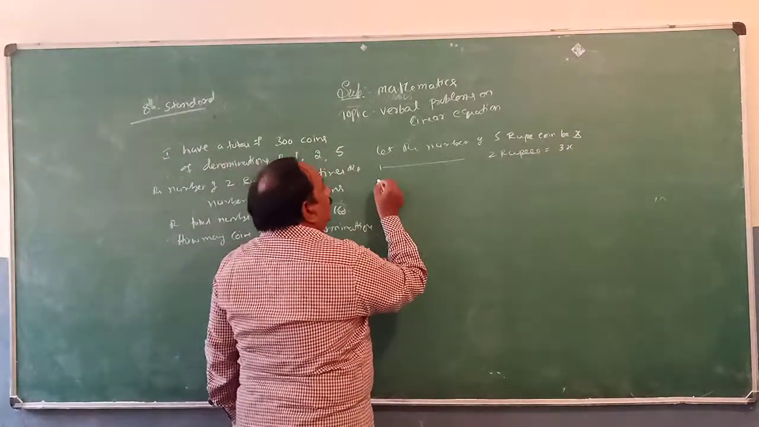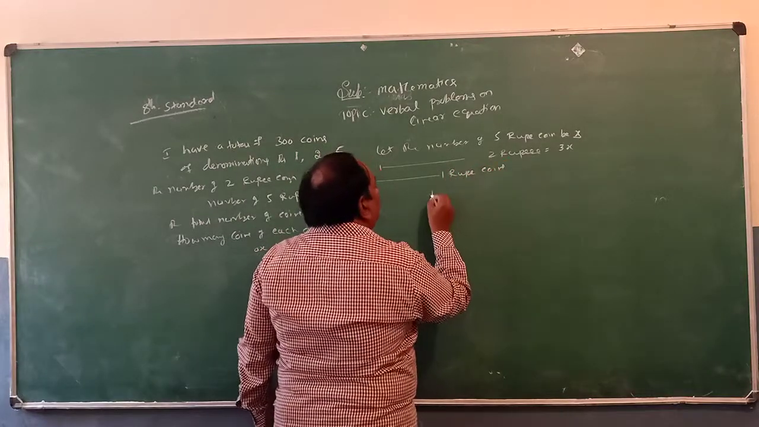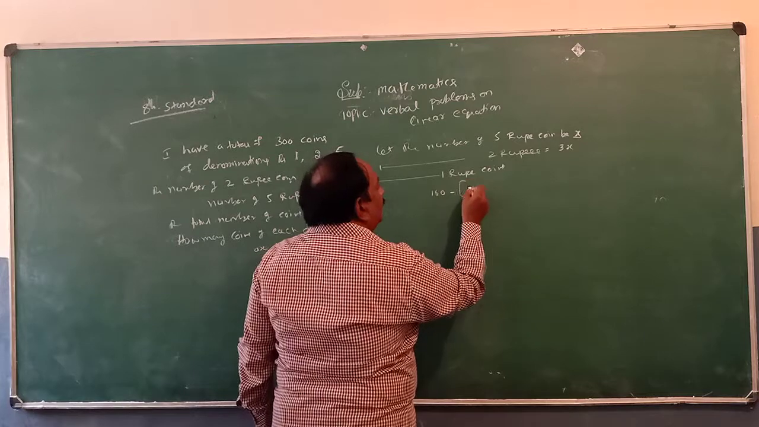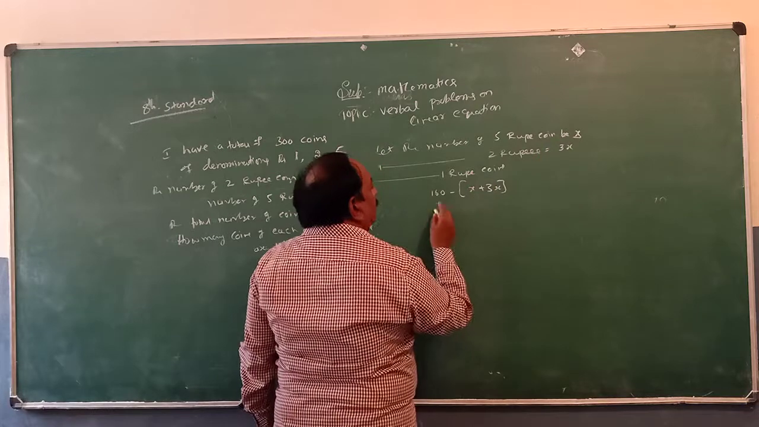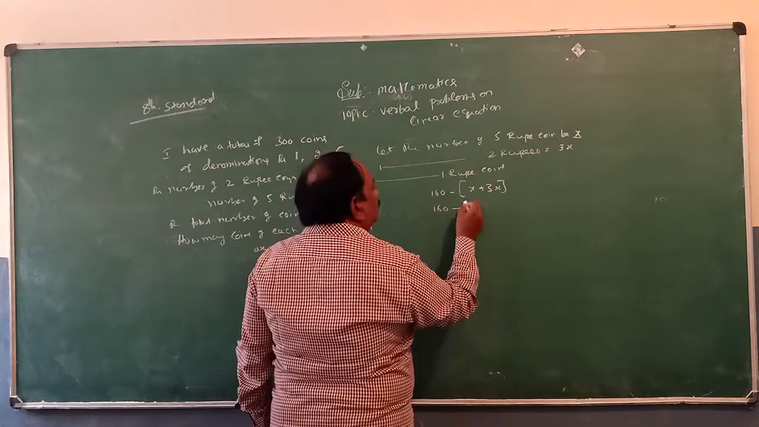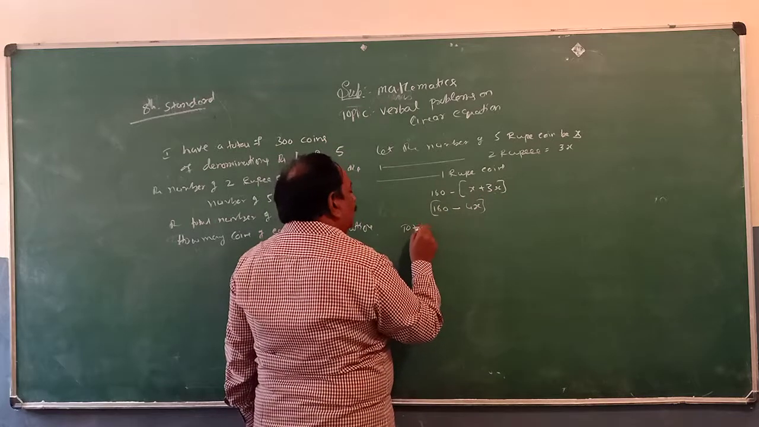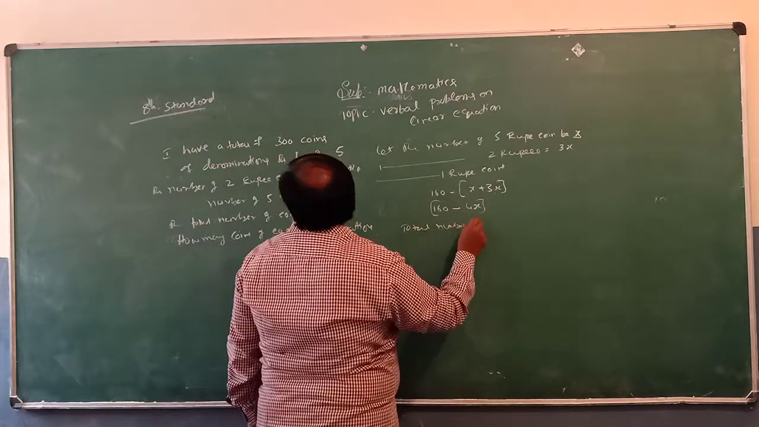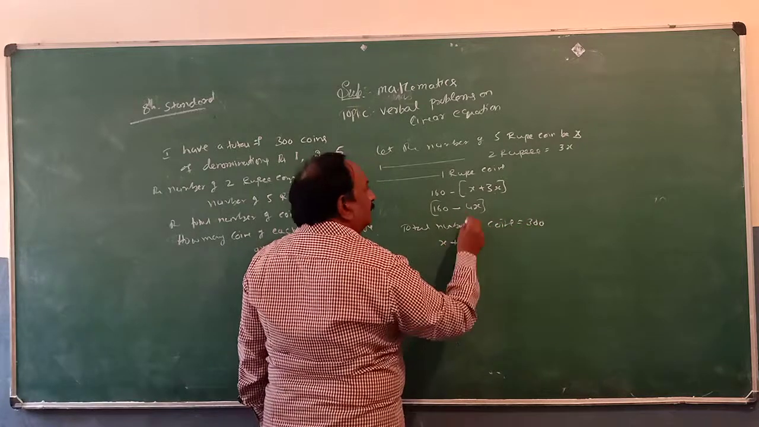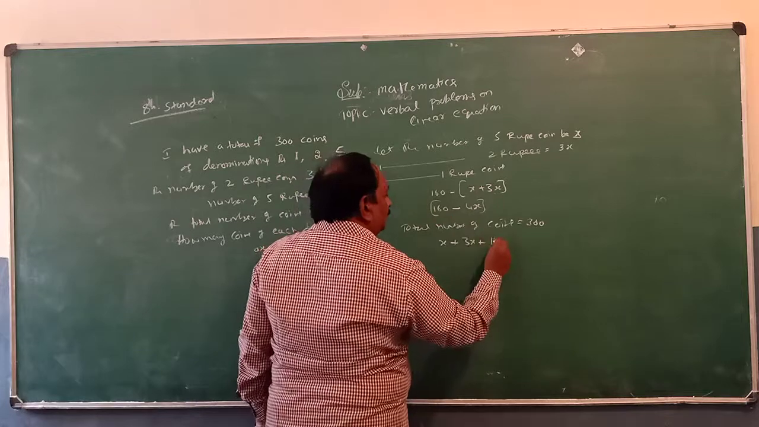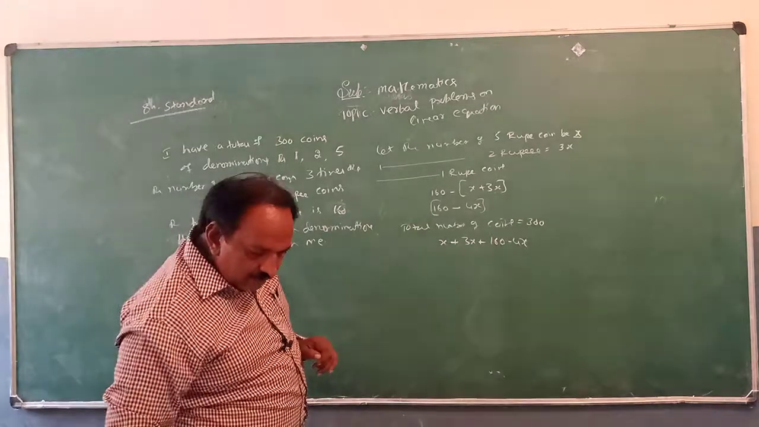Number of 1 rupee coins: total is 160 minus x plus 3x, the 5 rupee coins and 2 rupee coins, that is equal to 160 minus 4x. Therefore the total number of coins is equal to 300.